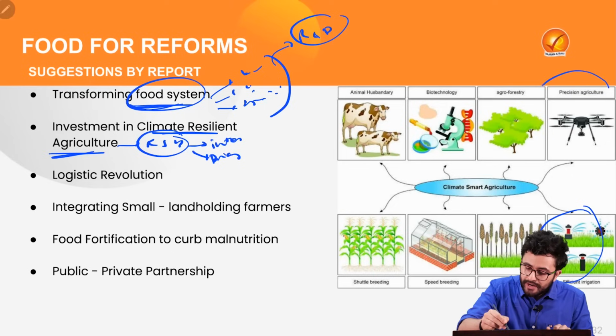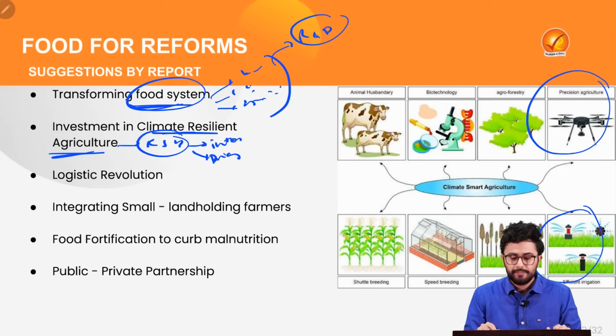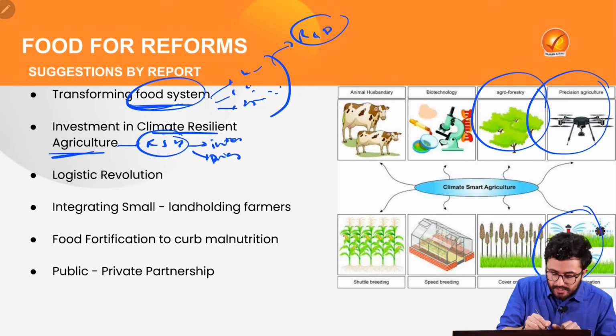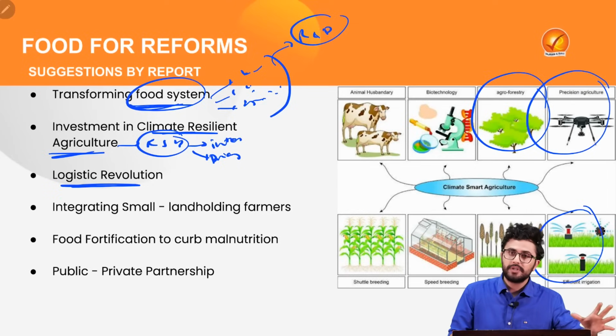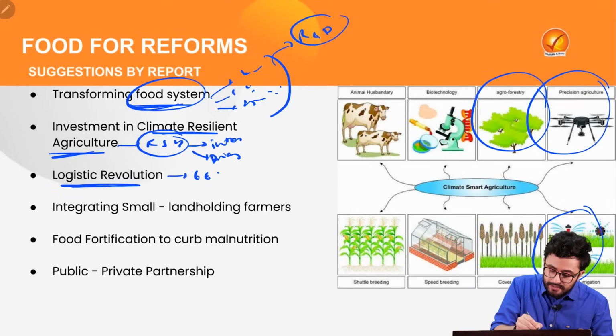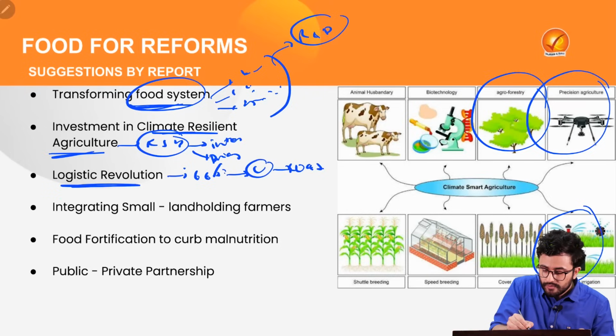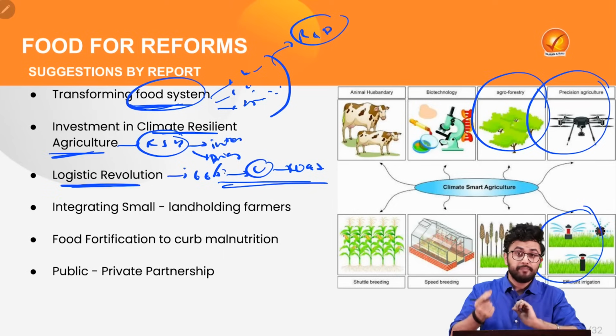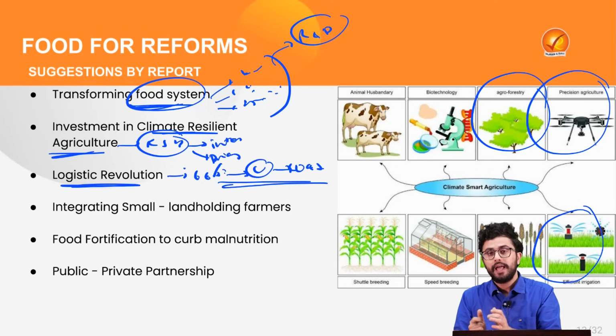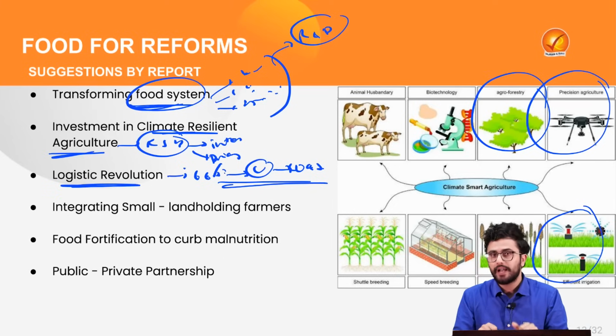Then we can also adopt precision agriculture or agroforestry methods. Then there is a requirement of a logistics revolution, because as per the report, more than 66% of the population is going to reside in urban areas by the year 2047. Thus, there shall be innovative measures in logistics as well, and there shall be market-aligned rules.